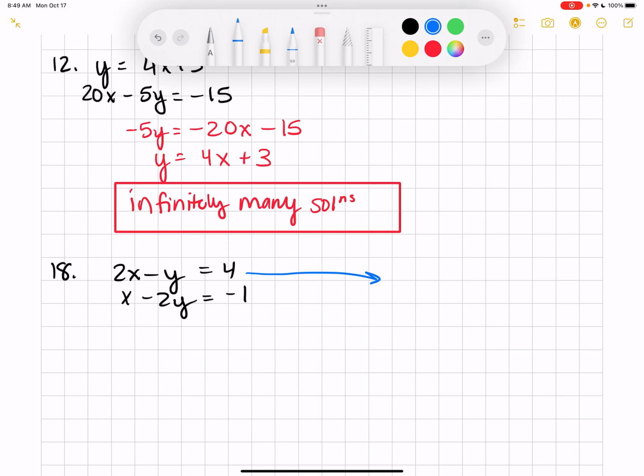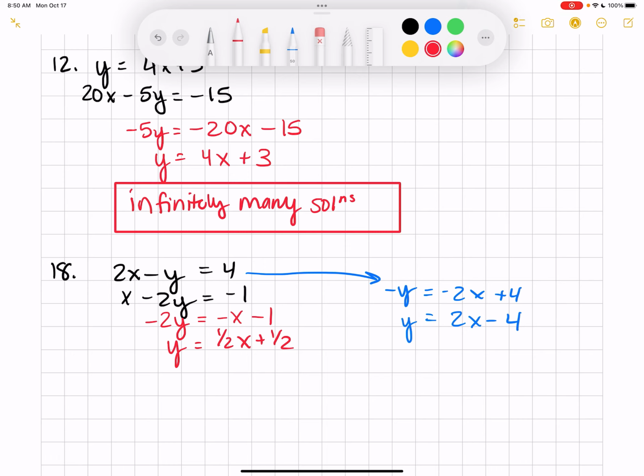So I would have negative y equals negative 2x plus 4, and then divide by negative 1. So y equals 2x minus 4. Then the other one, subtract x, so negative 2y equals negative x minus 1. Divide by negative 2, y equals 1/2 x plus 1/2.